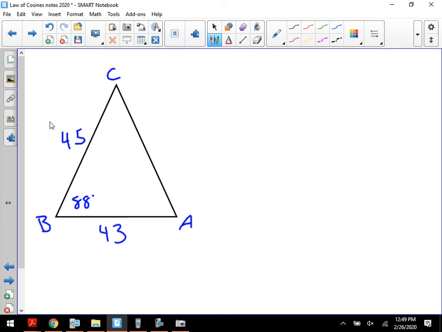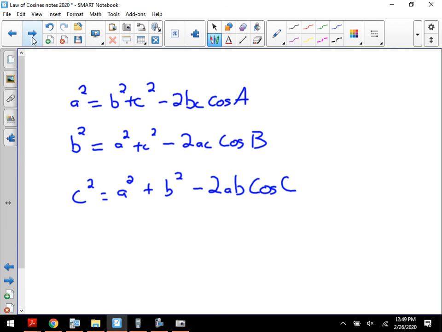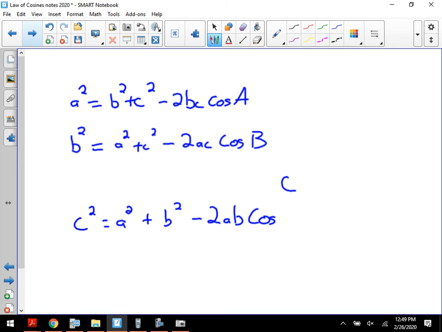Yes, they're really long-winded. Yes, there's a lot going on with the law of cosines. But within these three variations, I want you guys to notice that the lowercase c and the uppercase C, the angle and its side opposite, are always on the tails.